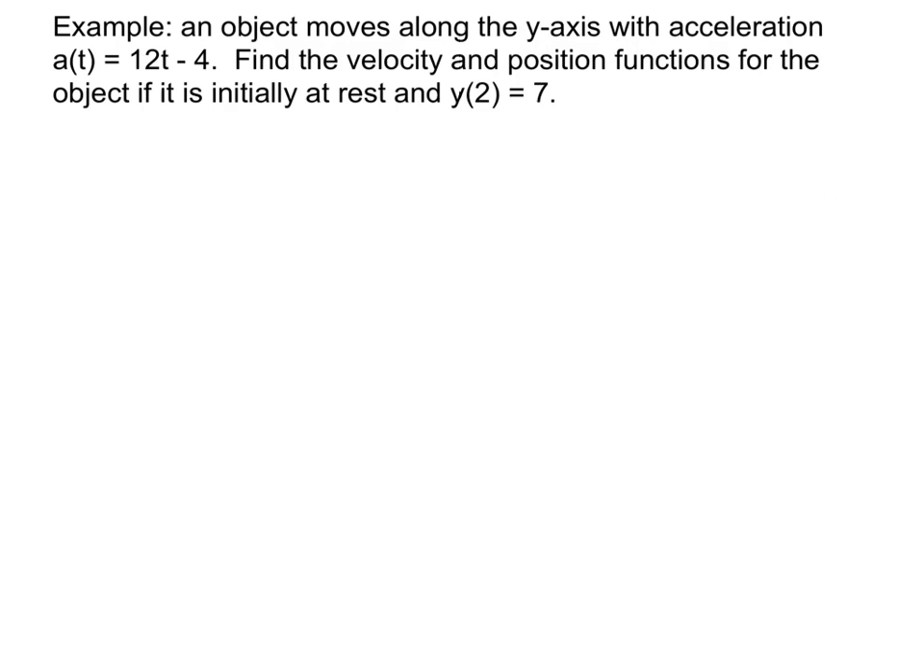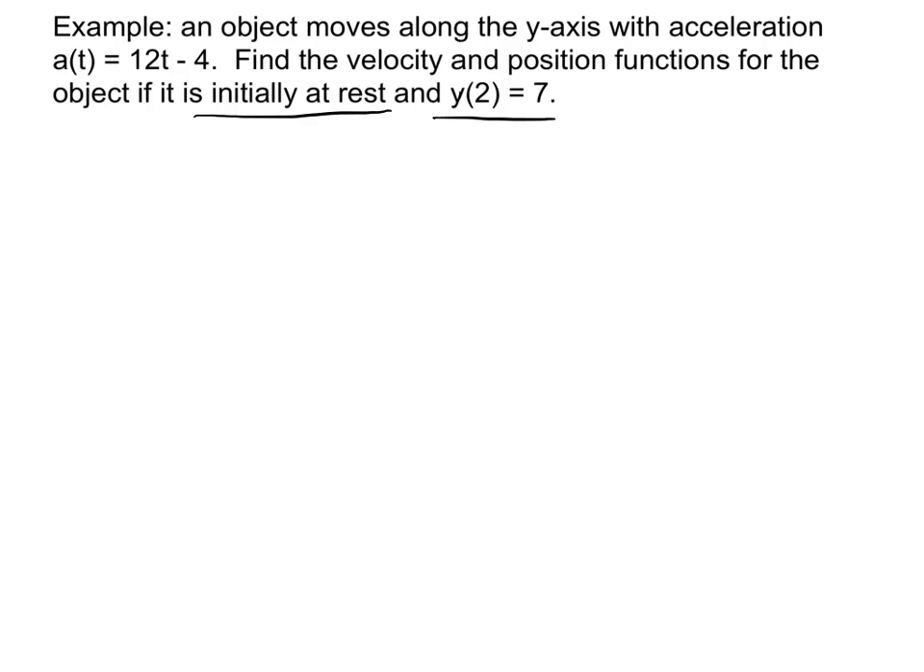So if an object moves along the y-axis with acceleration a of t equals 12t minus 4, I want us to find the velocity and position functions for the object if it's initially at rest and y of 2 equals 7. So notice here that I actually gave you two different pieces of information. I said that y of 2 equals 7, and I also said that the object is initially at rest.